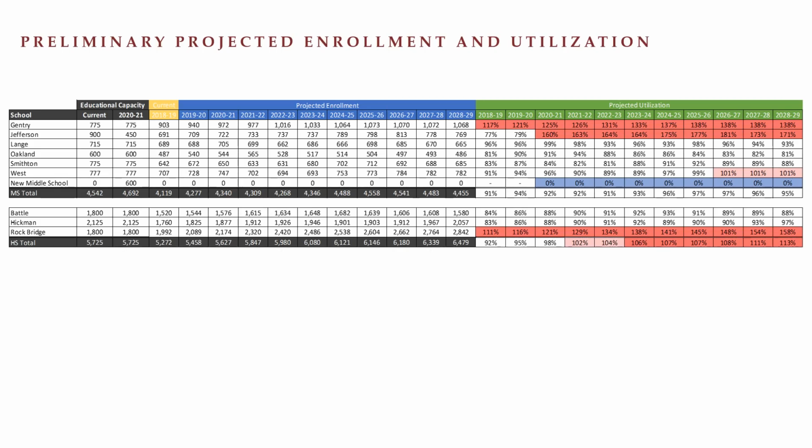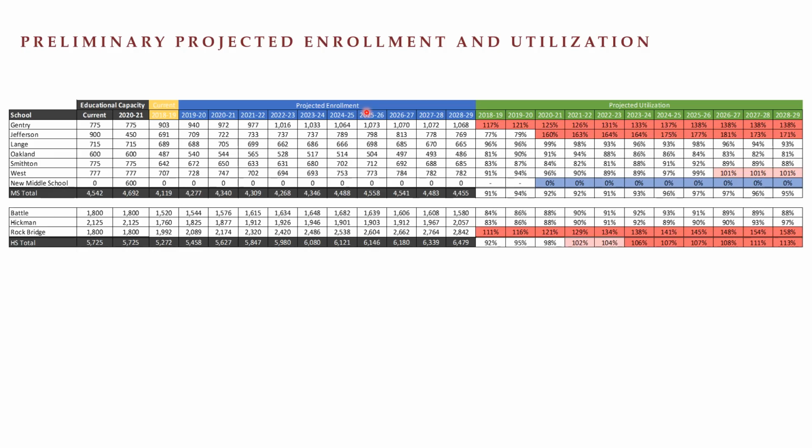This slide shows the preliminary projected enrollment and utilization for each school. This is based on the current boundaries and the capacity of each building. The capacity is defined by the district and does not include any modular or portable classrooms. The projected enrollment goes out 10 years and again is based on the current boundaries. The school is considered overutilized when it is over 100% of its capacity.